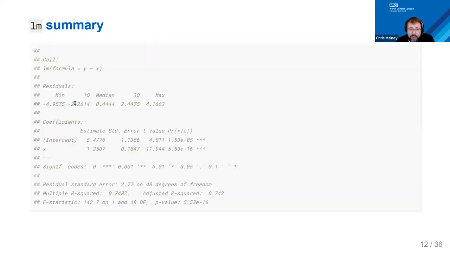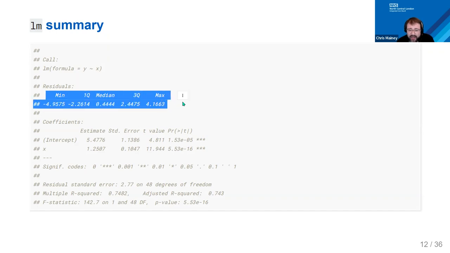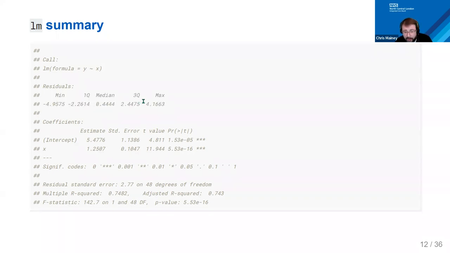And this is actually a description of the distribution. So the median should be the midpoint, and this is the minimum value and the maximum value, the first quartile and third quartile. So it's actually a little like a five number summary, if you like, of the distribution of the residuals. And for those of us who can read distributions like that, I'm sure that's helpful, but I prefer to plot them, and I'll show you in a minute.